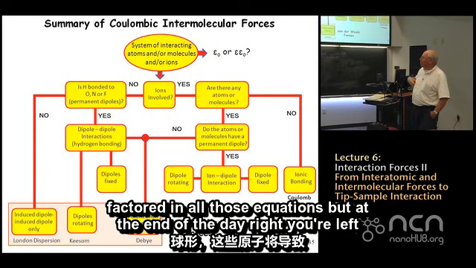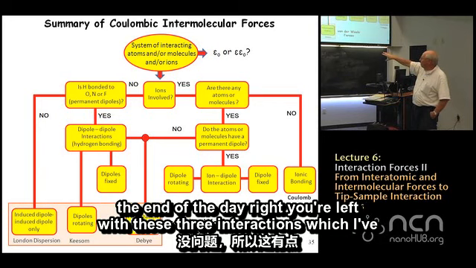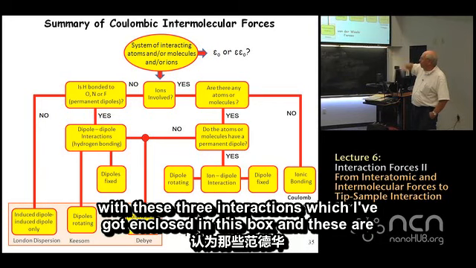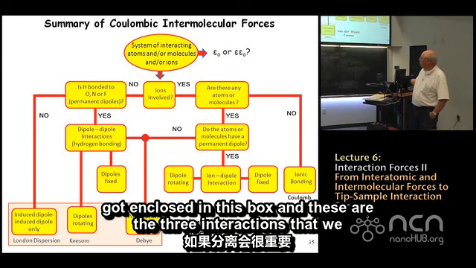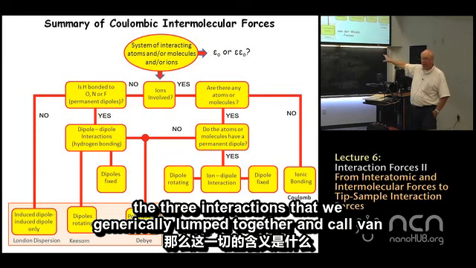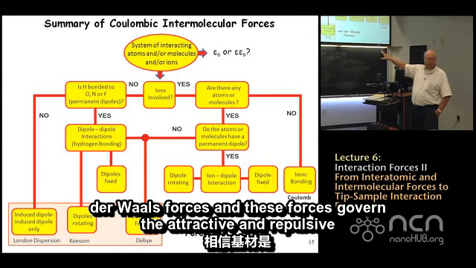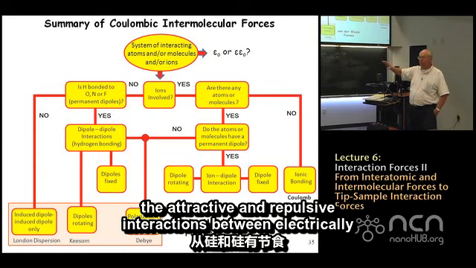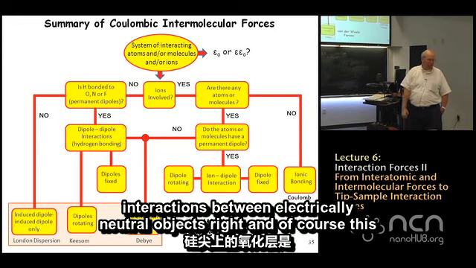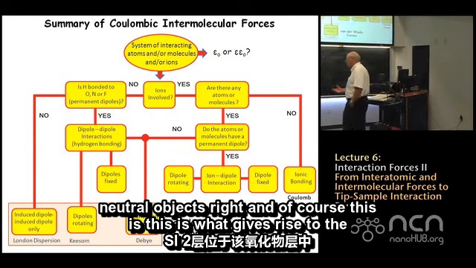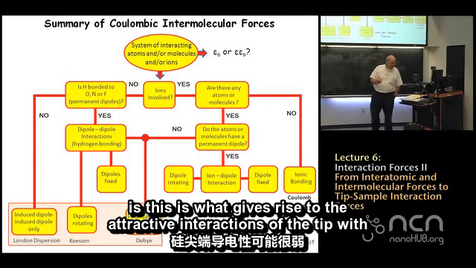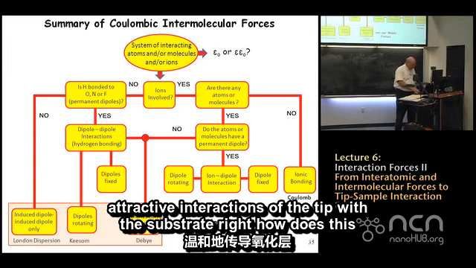But at the end of the day, you're left with these three interactions, which I've got enclosed in this box, and these are the three interactions that we generically lump together and call van der Waals forces. And these forces govern the attractive and repulsive interactions between electrically neutral objects, right? And of course, this is what gives rise to the attractive interactions of the tip with the substrate, right?